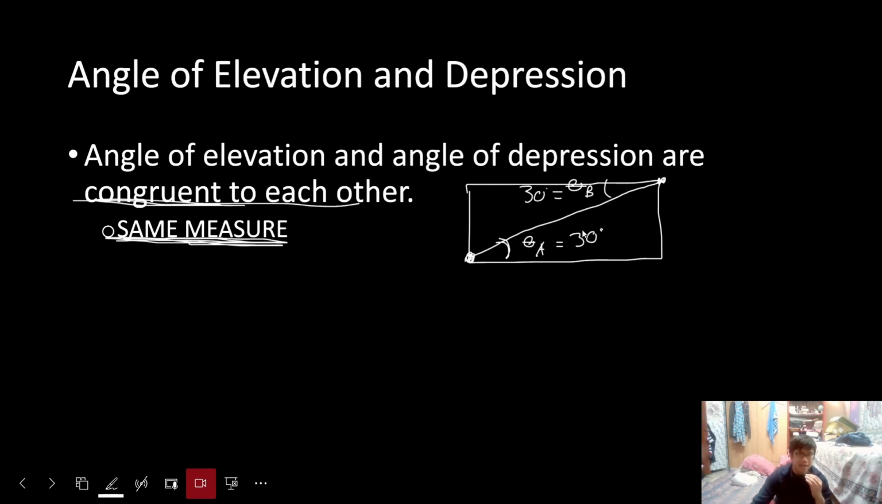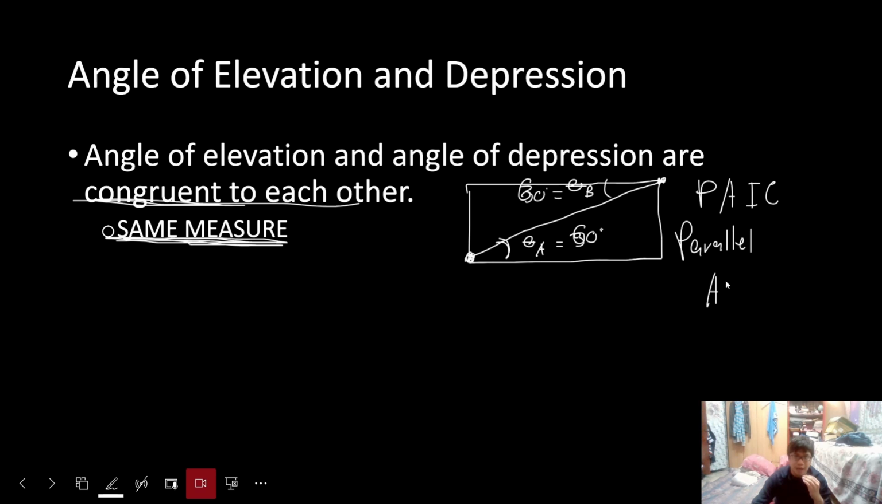If angle A is 60 degrees, then angle B is 60 degrees. So despite their positions, they're actually the same. This one is actually proven with a theorem in geometry, which I do believe is the PAIC theorem. P stands for parallel.